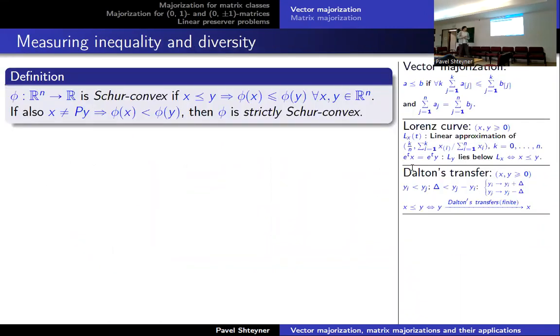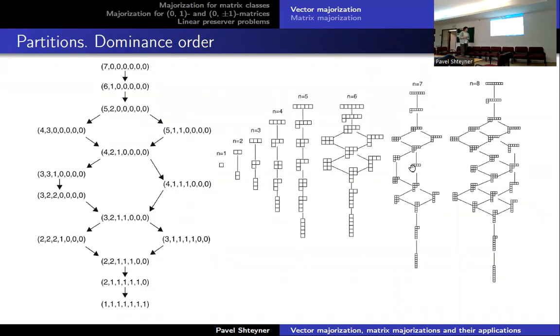A function is called Schur convex. So, particularly, we have a partition of the number seven into a sum of integers. And the partition elements are ordered in any way? Is that an order? Yes, here they are ordered. So, talking about dominance order, when you are dealing with vector majorization, you sort them anyway. So, majorization is up to a permutation. Or rather, majorization doesn't change by permutation.